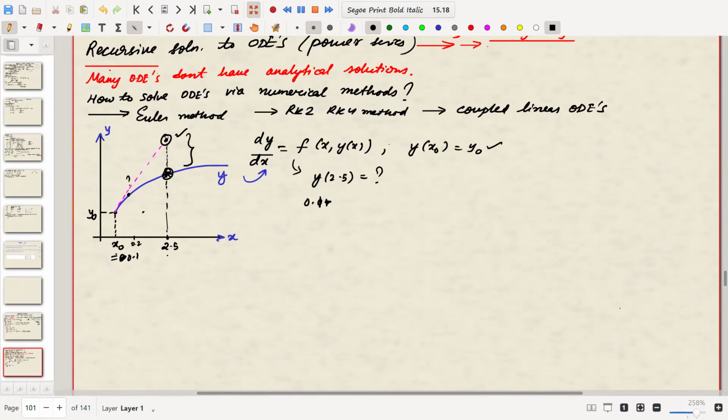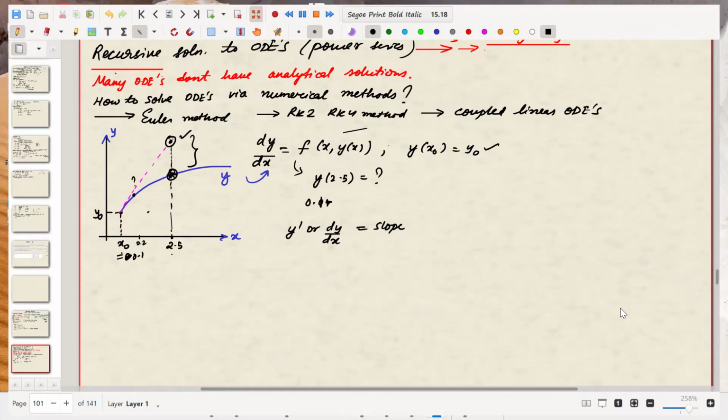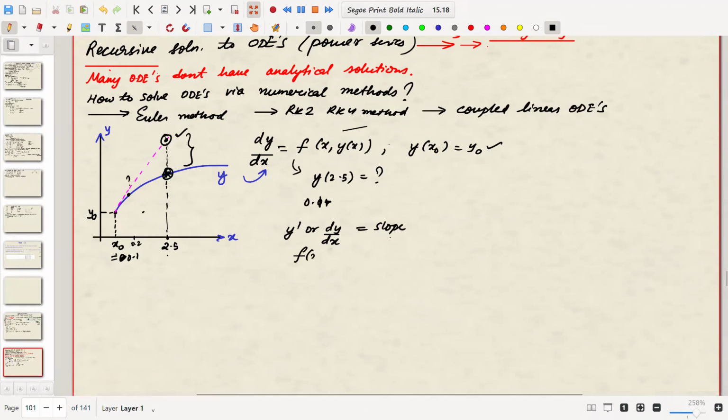Any ideas? Okay, what is the slope? The slope is the derivative of the function. Yes, the derivative of the function. How can I write the derivative of the function? Y prime or dy by dx. What is dy by dx? This is the slope, right? Now I ask you, what is dy by dx? It is already given to you. Dy by dx is f of x comma y. So dy by dx is nothing but f of x comma y. That is the slope.